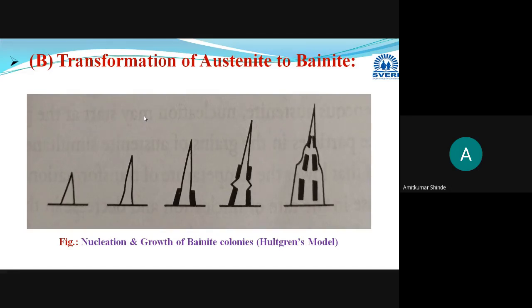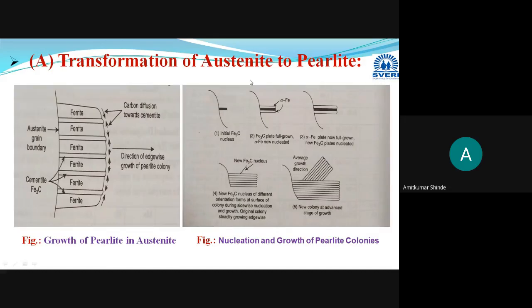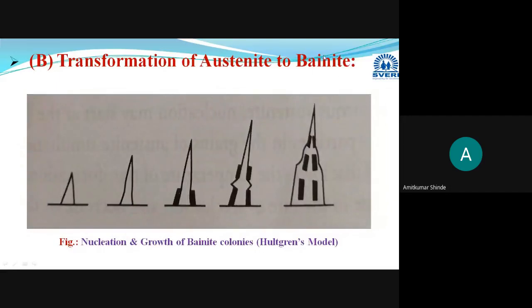Here it will also start with nucleation. As we discussed earlier, when austenite is transformed to pearlite, the transformation starts with the nucleation of the cementite. But the transformation of bainite will start with the nucleation of the ferrite. Why nucleation of the ferrite here? Because we are using a lower transformation temperature, less than 550 degrees Celsius.